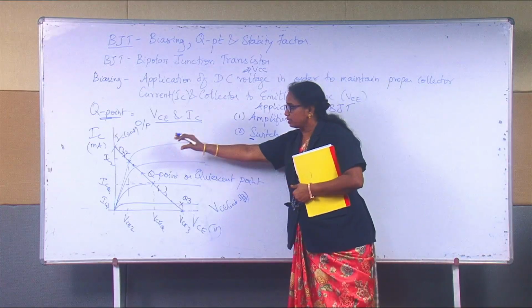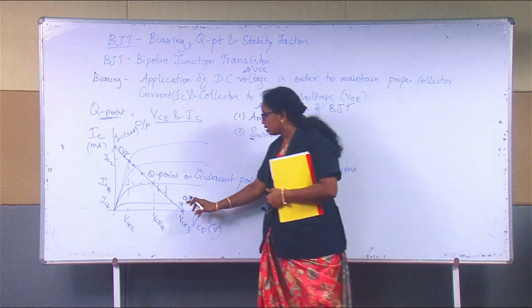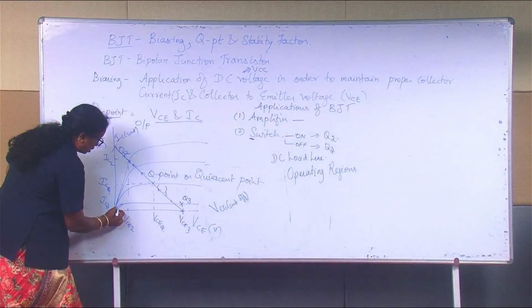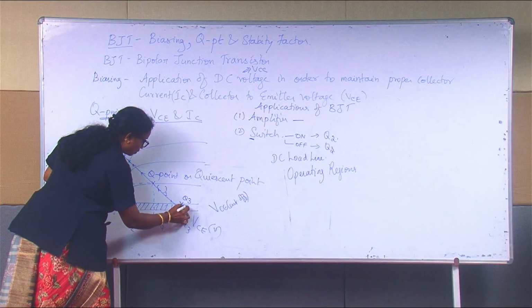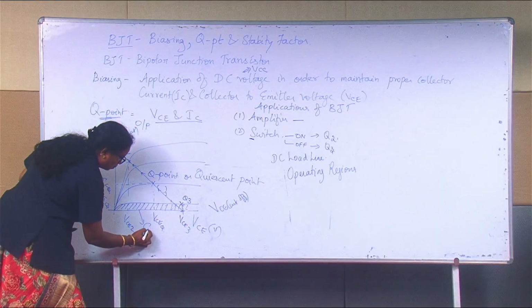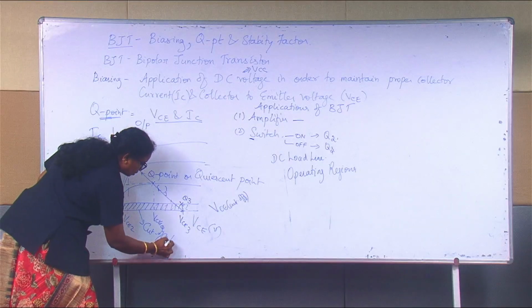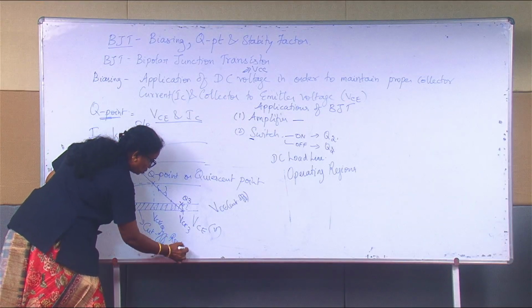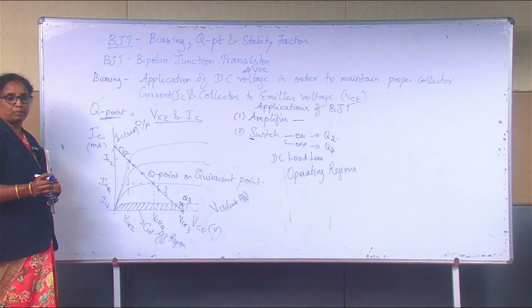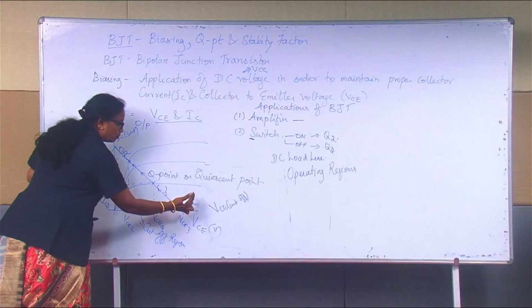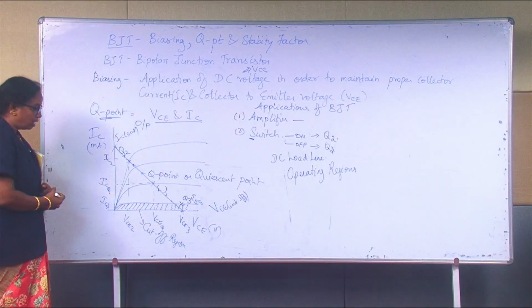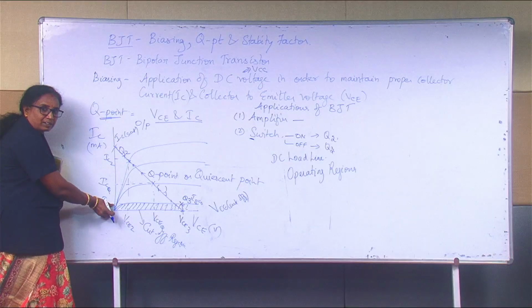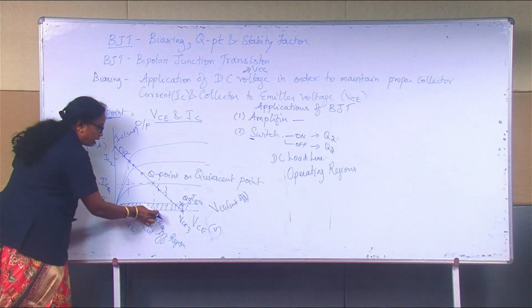So, considering the output characteristics again, all this shaded portion will be a cutoff region, which means if I am going to operate the BJT for this minimum value of base current or even zero base current, I'll get very small collector current, which is due to minority charge carriers, irrespective of any value of VCE.